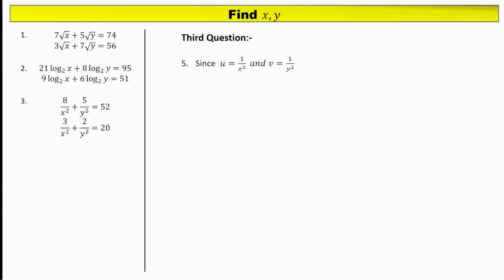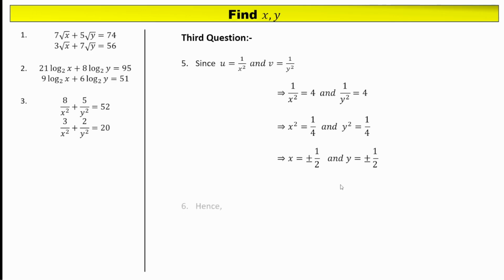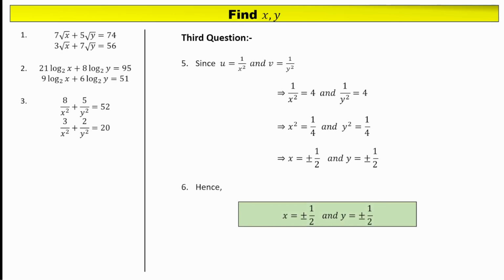So on further simplification, for the evaluation of x square and y square, we will get 1 by x square is equal to 4 and 1 by y square is equal to 4. On further simplification, we get x square is equal to 1 by 4 and y square equal to 1 by 4. Move the square to the right side and it will become a square root, and on further simplification of square rooting, you will obtain x is equal to plus minus 1 by 2 and y is equal to plus minus 1 by 2. So these are the final answers for x and y.